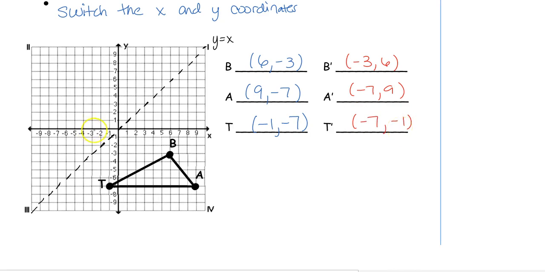So my new point at negative 3, positive 6, that's the image of B. Negative 7, positive 9, that's the image of A, and T is at negative 7, negative 1, that's the image of T.